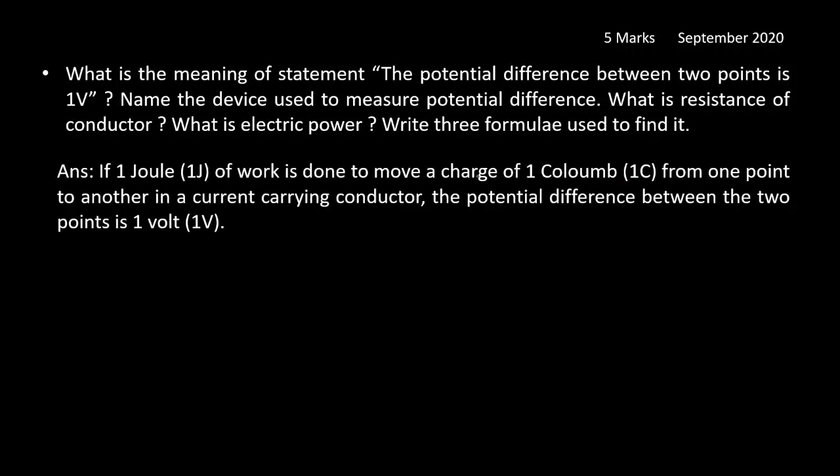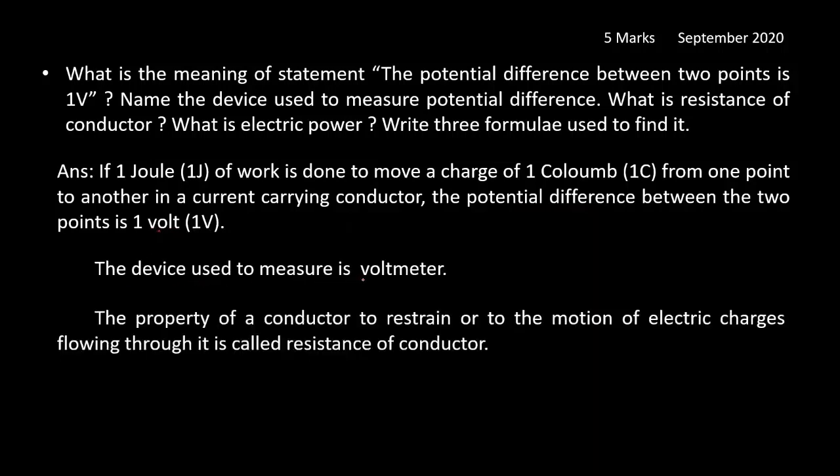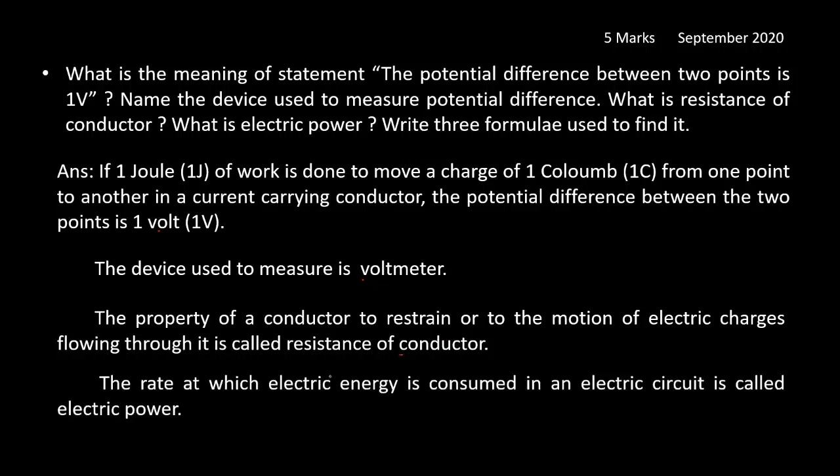First, we will answer meaning of the statement. If 1 joule of work is done to move a charge of 1 coulomb from one point to another in a current carrying conductor, the potential difference between the 2 points is 1 volt. The device used to measure is voltmeter. The property of a conductor to restrain the motion of electric charges flowing through it is called resistance of conductor. The rate at which electric energy is consumed in an electric circuit is called electric power.